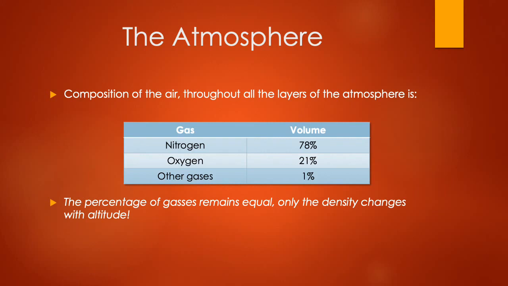Now, that percentage will always remain the same, and as we go up in altitude, the density will change, so the amount of air molecules per amount of air will get less. However, the composition of the air will still remain the same. So there'll still be the 78% of nitrogen, still be the 21% of oxygen, and 1% of other gases. That will not change. It'll just be how dense an area of air is.